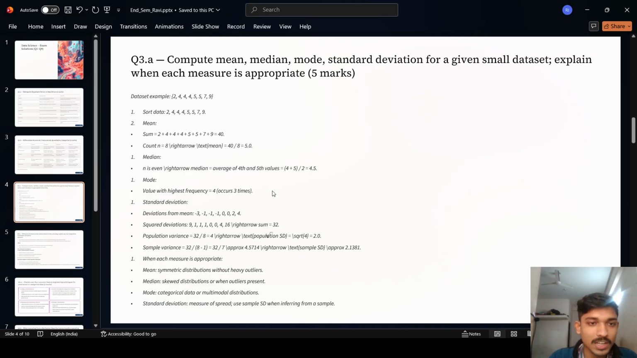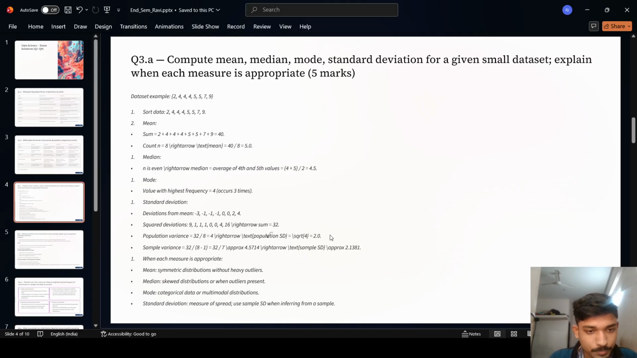So we have already calculated the mean, which is 5. We take the difference of all the values from the mean. So 2 minus 5 is minus 3, 4 minus 5 is minus 1, like that. And then we will square all these deviations from the mean, and after that we will sum them. The sum becomes 32, and we will divide it by the number of values in the data set, which is 8, and we will take the square root of it. So the square root of 4 is 2, so our standard deviation will become 2.